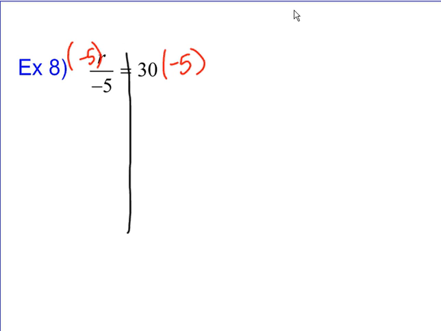So, let's move this a little bit out of the way there. Here we go. What that will do for us is give us a big giant 1 right here. 1 times r is r. 30 times negative 5 is negative 150.